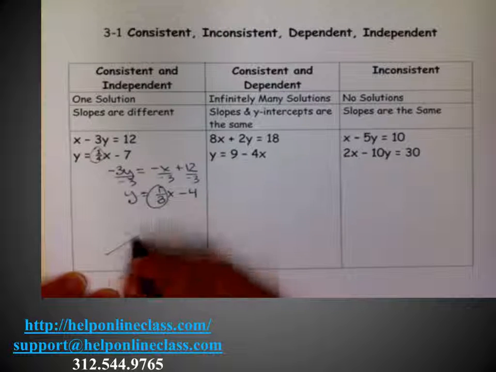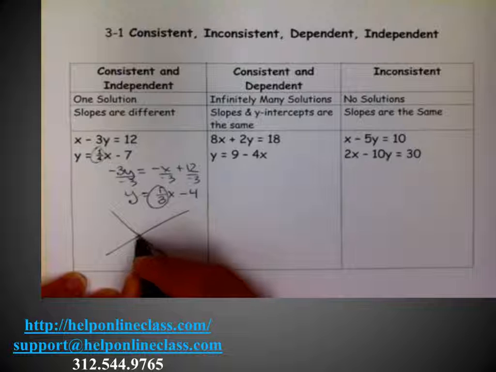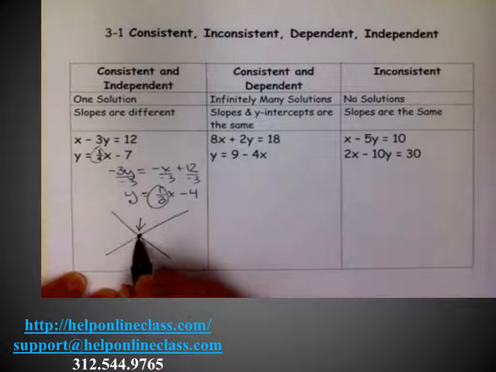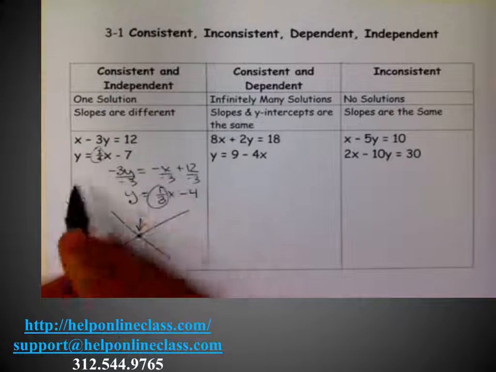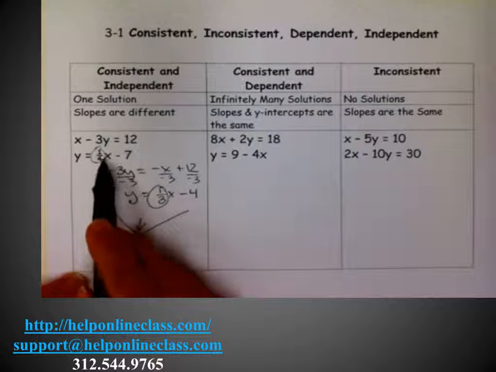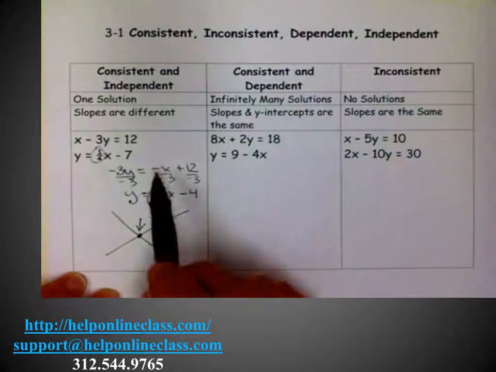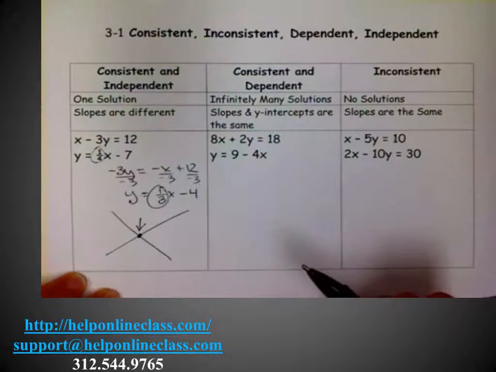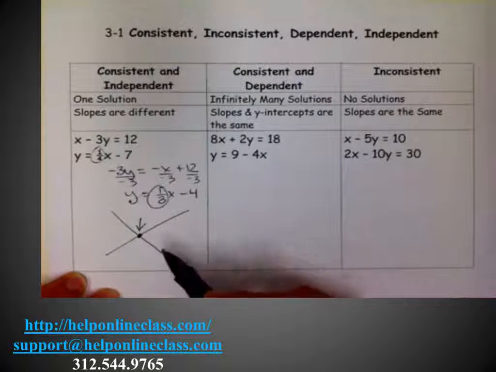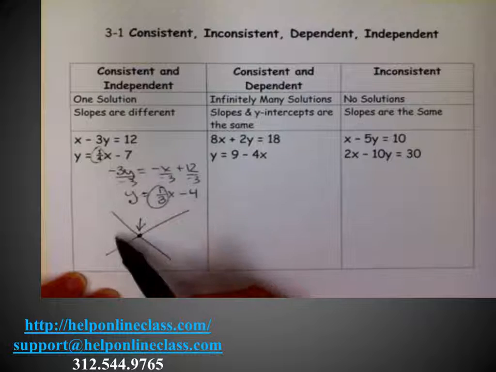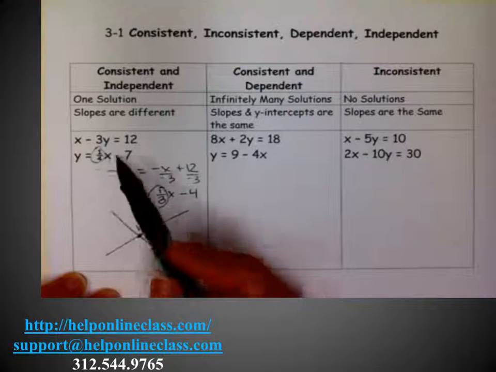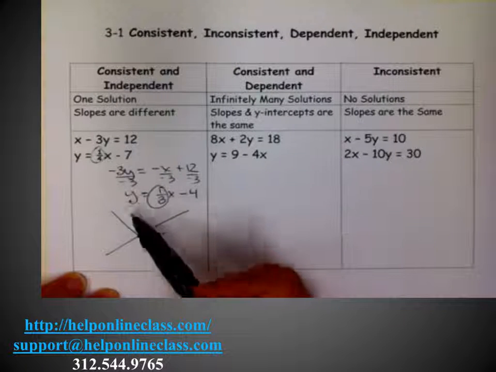When the slopes are different, there's one solution. So the lines intersect at some point, and that would be your solution. So these kinds of systems, two equations of lines that have different slopes, are consistent and independent. They have one solution, and so keep that in mind. Sometimes you don't even have to graph them. If you just see the slopes are different, you know that there's going to be one solution.